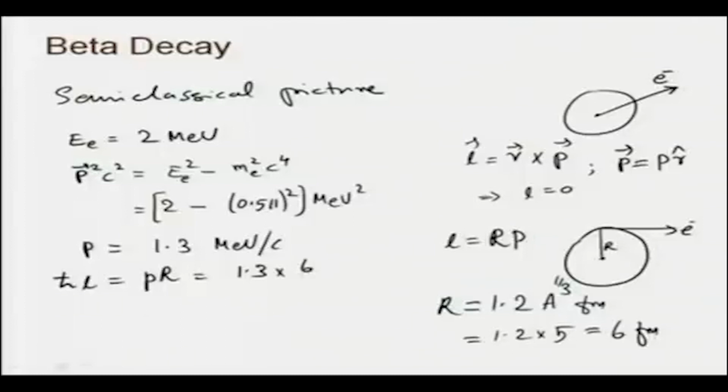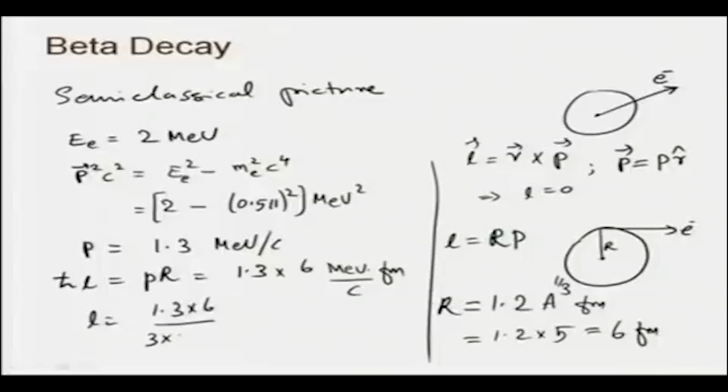So, we have 6 in units of MeV per c, divided by c, coming from momentum, and 6 Fermi is the nuclear radius. So, Fermi is coming from R. Now, L is equal to 1.3 into 6 divided by c, which is 3 into 10 power 8 meters per second. So, convert Fermi into meter, it is 10 power minus 15 meters, divided by H cross.